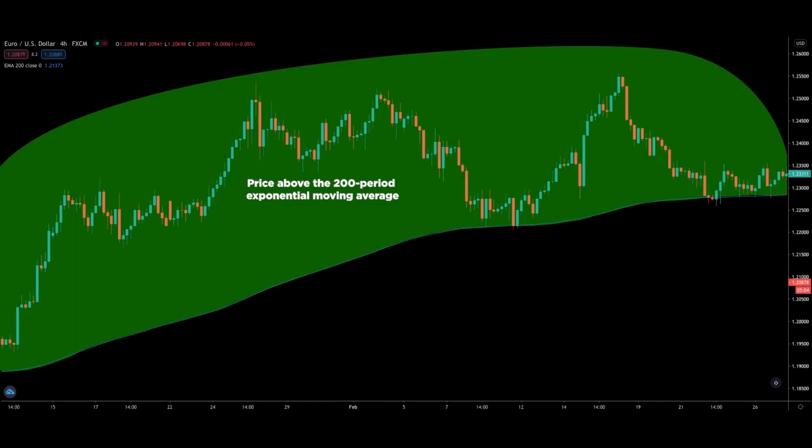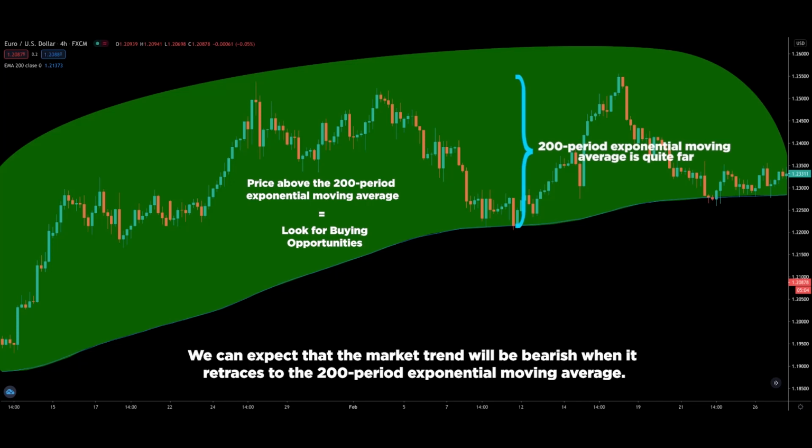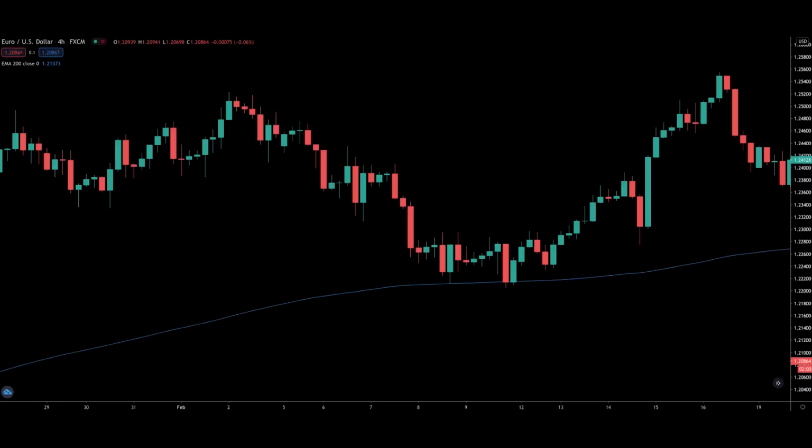Over here, we have price staying above the 200-period exponential moving average. Thus, we want to focus on buying opportunities. Because this is an established trend and the 200-period exponential moving average is relatively far, we can expect that the market trend will be bearish when it retraces to the 200-period exponential moving average. This is normal, as what I explained previously.